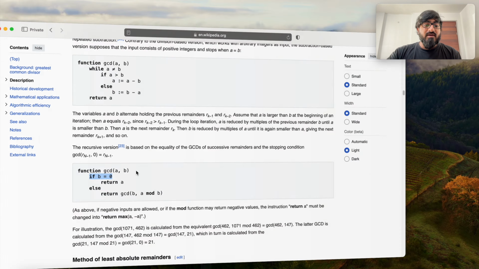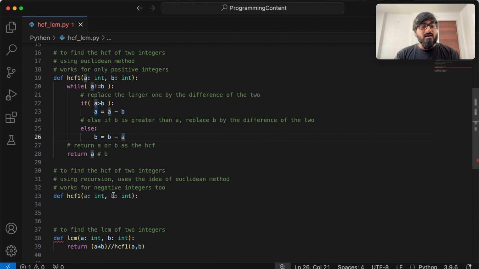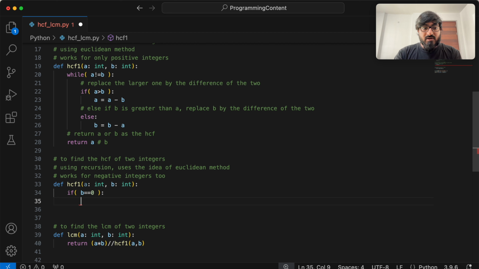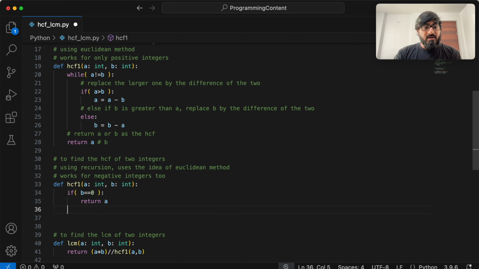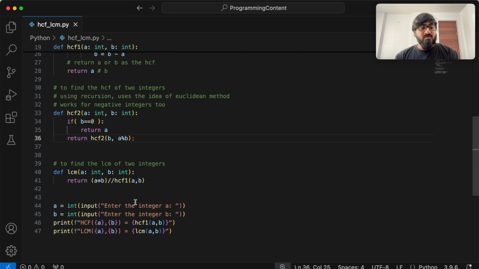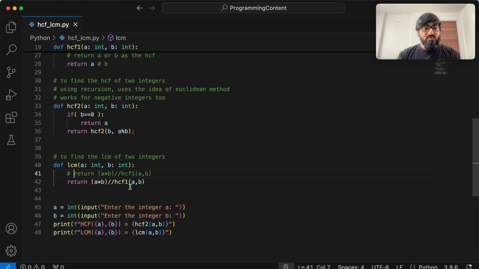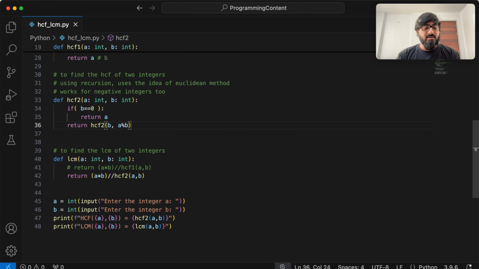So writing this pseudo code: if b equal to 0, you return a, and otherwise return HCF 2 of b and a mod b. So calculating HCF 2 now and returning using HCF 2 now should give us the same output.